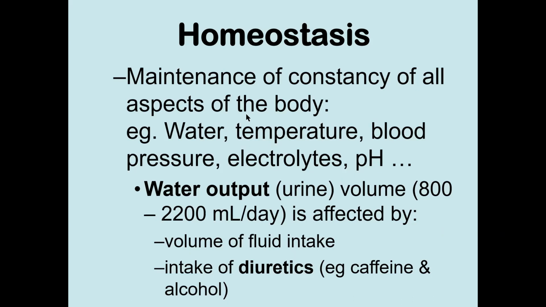All right, so how do we maintain constancy of every part of the body? So the right amount of water in the body, the right temperature, the blood pressure, the electrolytes, the pH, everything is controlled, everything. So the water output, as said, I gave under ideal conditions, 1.5 liters or 2.2, so that sort of range a day, and what's affected by the volume of your fluid intake and diuretics that you might have.